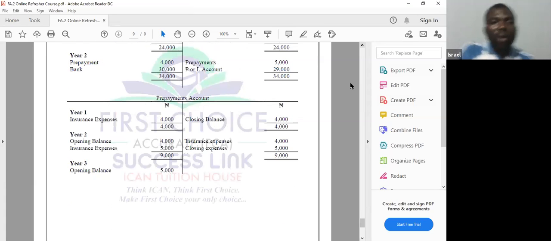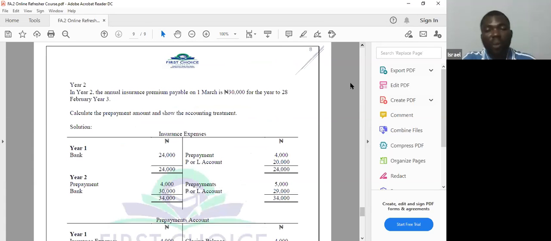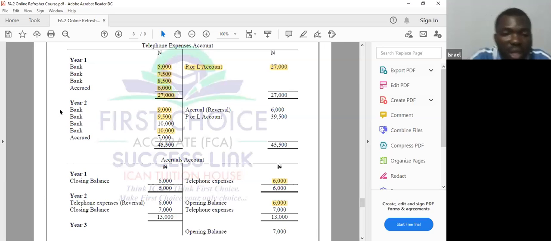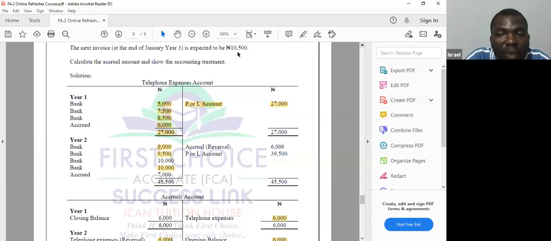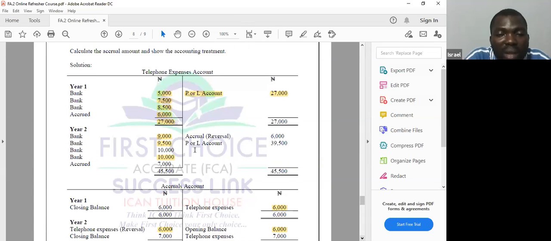So where we are also explaining year two, we have that reversal. We have explained this is a reversal. The next one is the closing balance. So this 7,000, how do you arrive at this 7,000? The amount that is given for us is 10,500. So 10,500 minus 3 times 2 will give us 7,000.